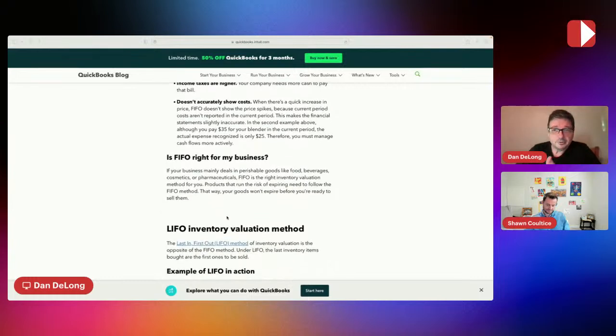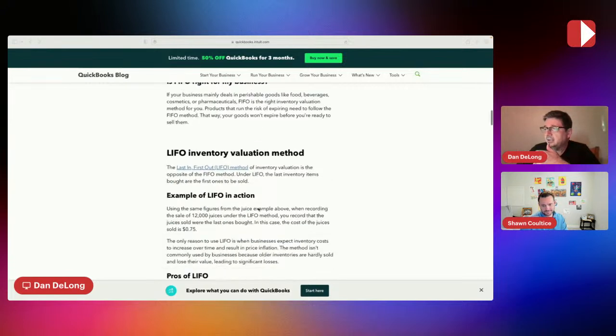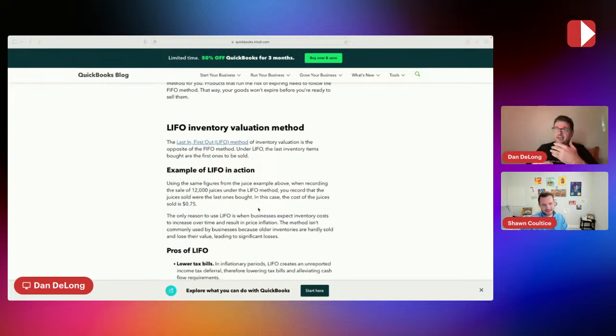So first in, first out is a cost calculation that is utilized, and they have this really nice thing. Is it right for my business? And they talk about those types of industries where food, beverages, cosmetics, pharmaceuticals, FIFO is the right inventory valuation method. And then the opposite of that is LIFO.